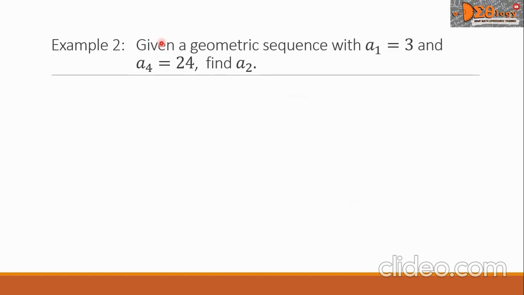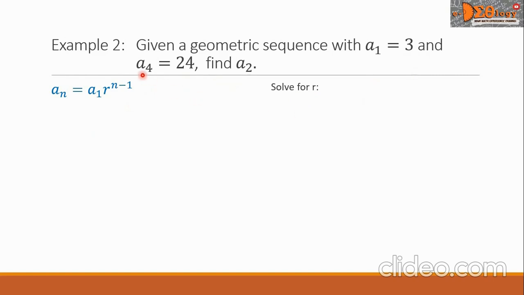Let's have example 2. Given a geometric sequence with a sub 1 equals 3 and a sub 4 equals 24, find a sub 2. We have our formula here, and we know that to find a sub 2, we need a sub 1, which is already here, but we don't have the common ratio. That's why we need to solve for r.